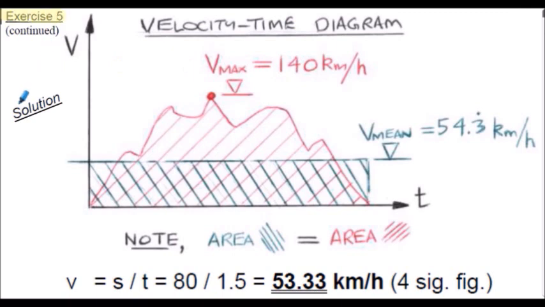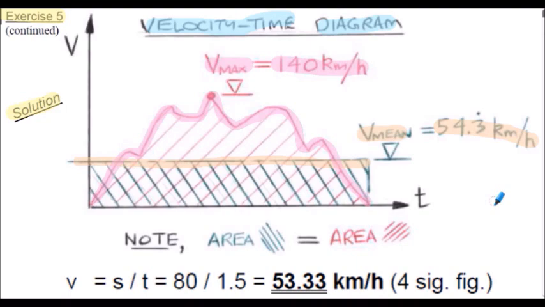Exercise 5 solution continued. To try and explain the difference between the mean average speed, calculated on the previous slide, and the maximum speed given in the question, I'm going to use this velocity time diagram. What the diagram is trying to show is that the mean or average speed is constant throughout the time of the journey, indicated by this horizontal line, and essentially the area under the horizontal line is in theory the same as that underneath this red line, because the displacement, or in this case distance travelled, should be the same.